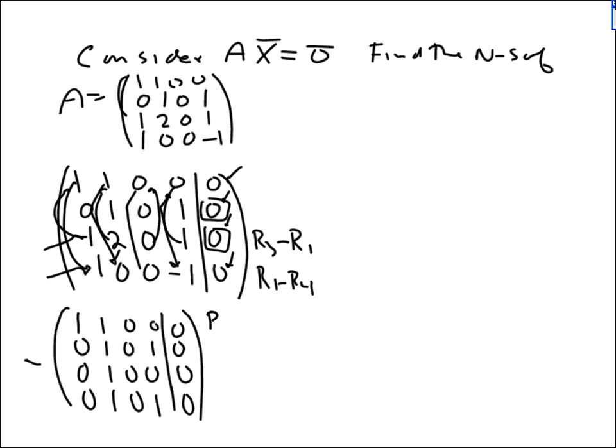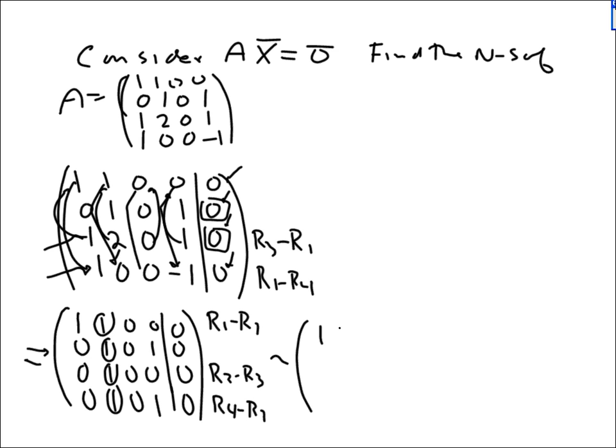I'm going to use this row to kill off these ones. I'm going to do row 1 minus row 2, row 2 minus row 3, and row 4 minus row 2. Row 1 minus row 2 will give me 1, 0, 0, negative 1.